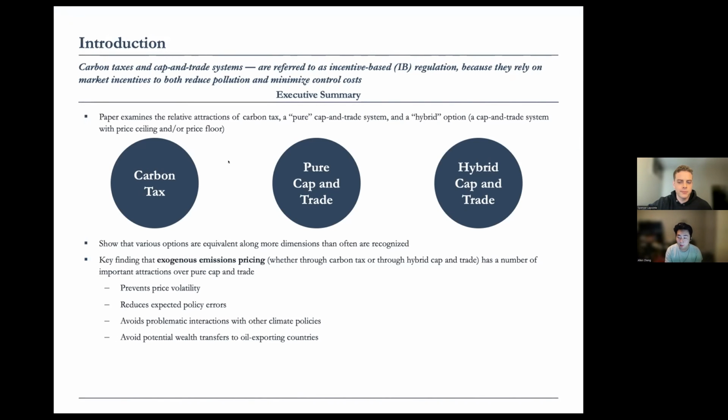Ultimately, the paper shows that the various options are equivalent along more dimensions than are often recognized. And the key finding is that exogenous emissions pricing, whether through the carbon tax or through the hybrid cap and trade system, has a number of important attractions over pure cap and trade. Mainly, these two systems, the hybrid cap and trade and the carbon tax, are both exogenous systems. As a result, because price is known exogenously, it prevents price volatility, it reduces expected policy errors, it avoids problematic interactions with other climate policies, and it also avoids potential wealth transfer to oil exporting countries.